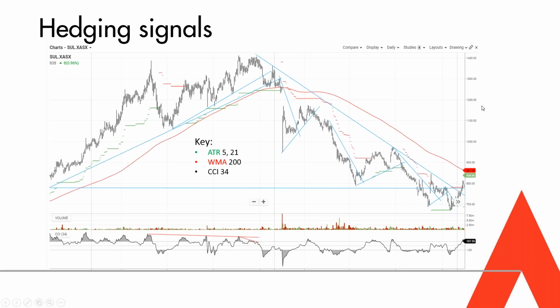So here is an example of a hedging signal. In this case, we're looking for a break of both the overall rising trend line and the 200-day weighted moving average. Also on the chart is a momentum indicator known as CCI, which is showing a fair amount of divergence associated with the uptrend that was taking place.